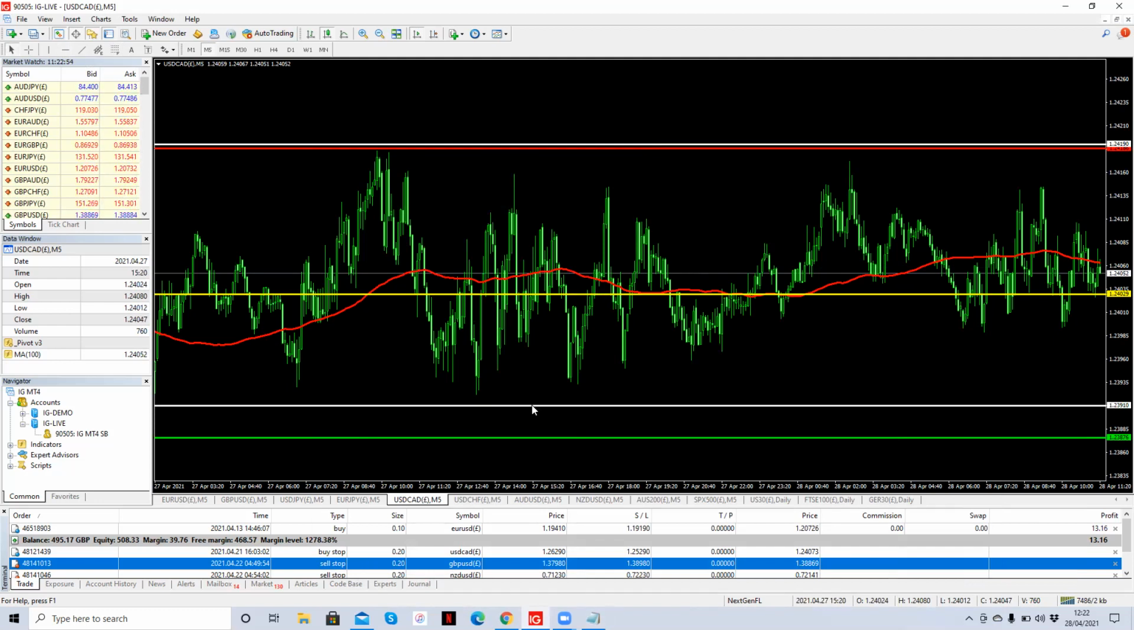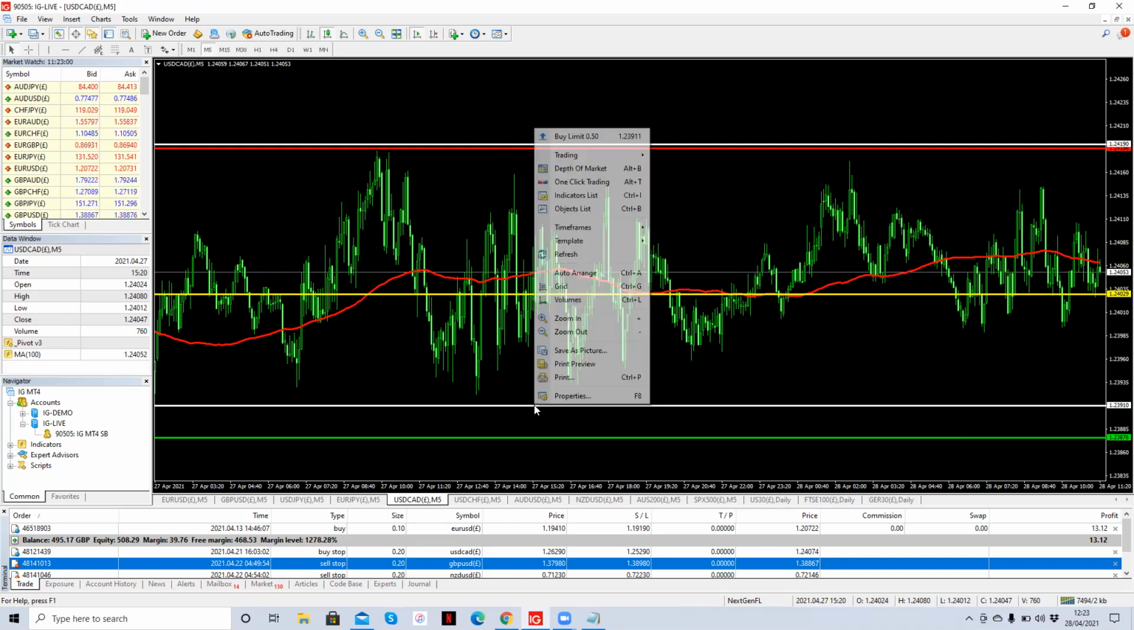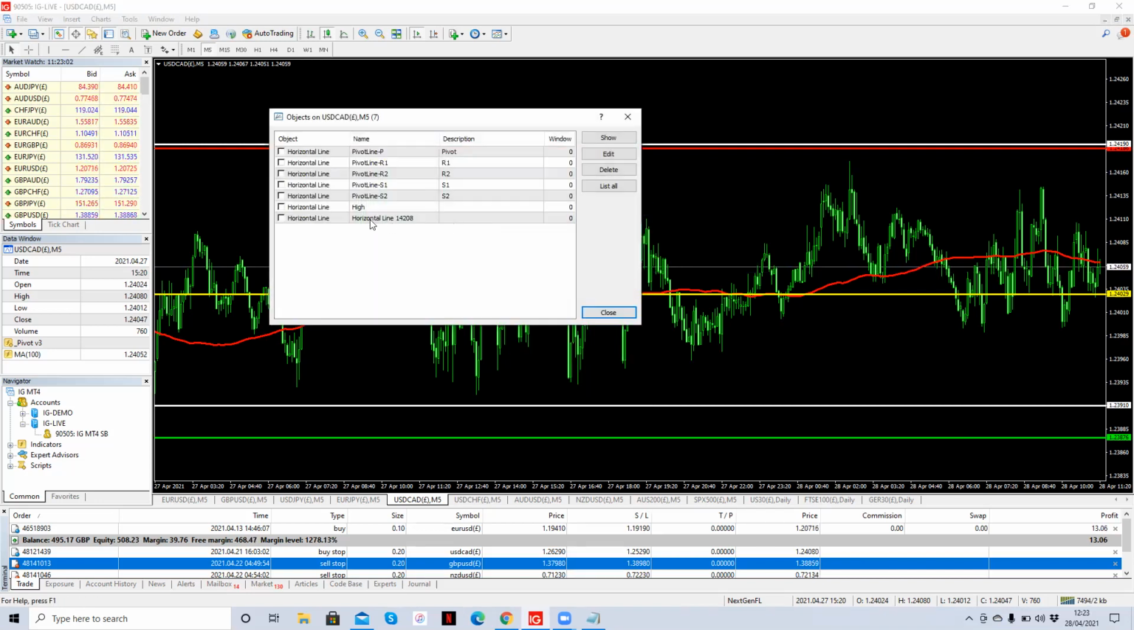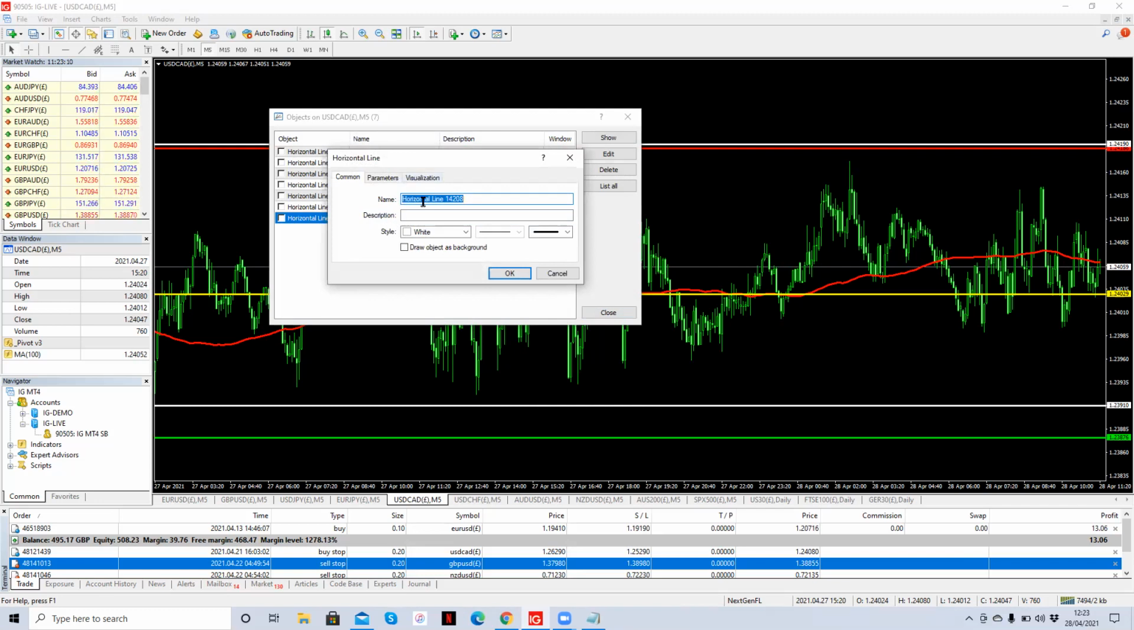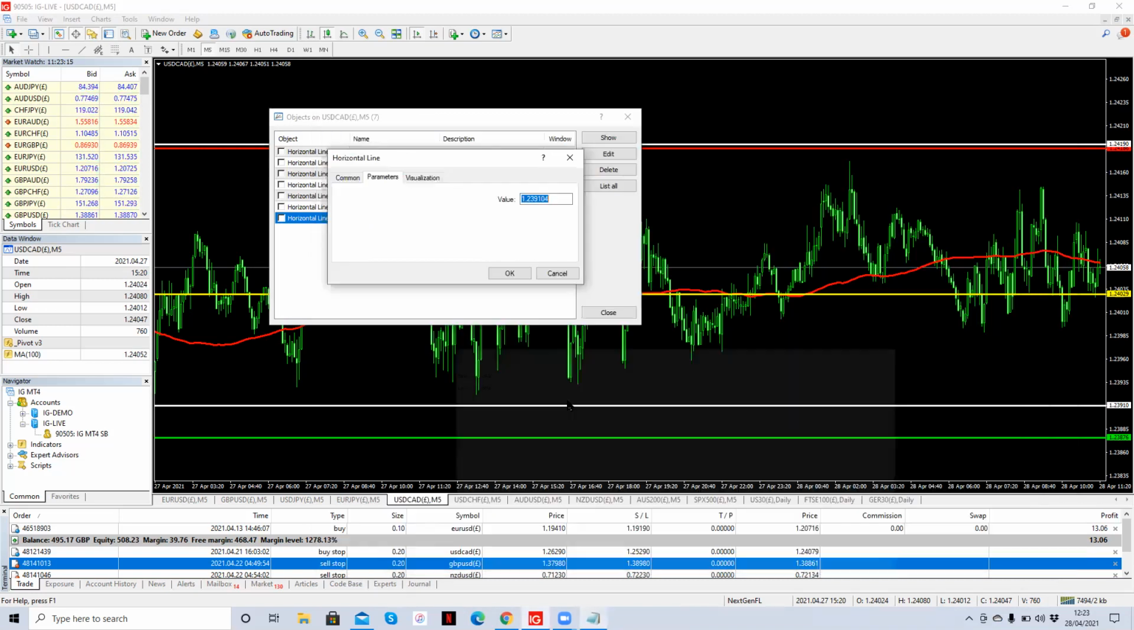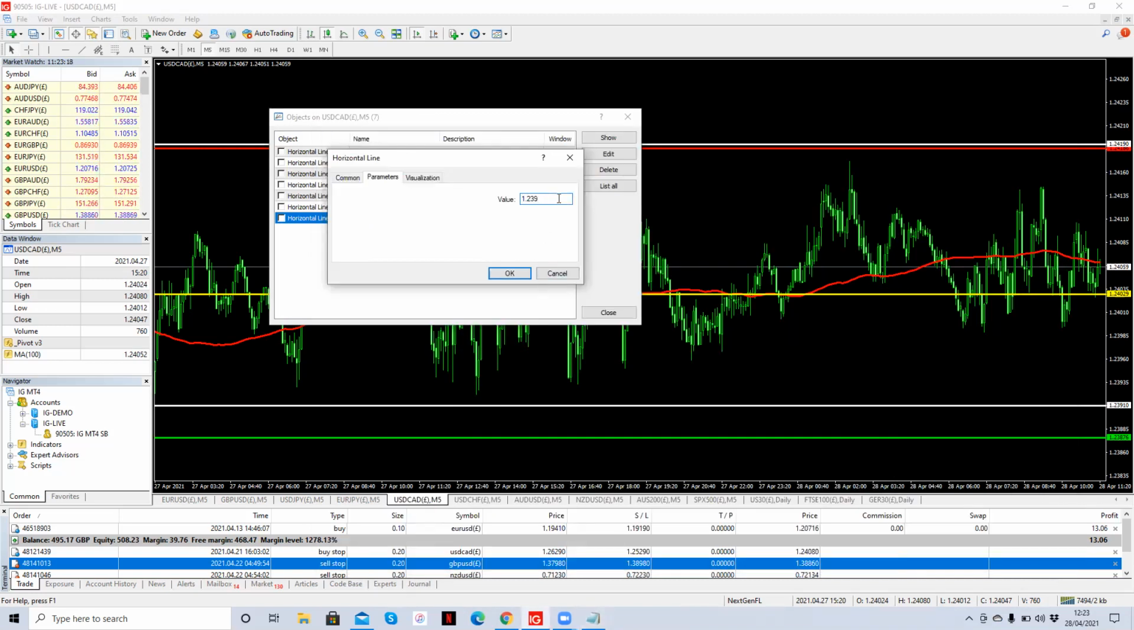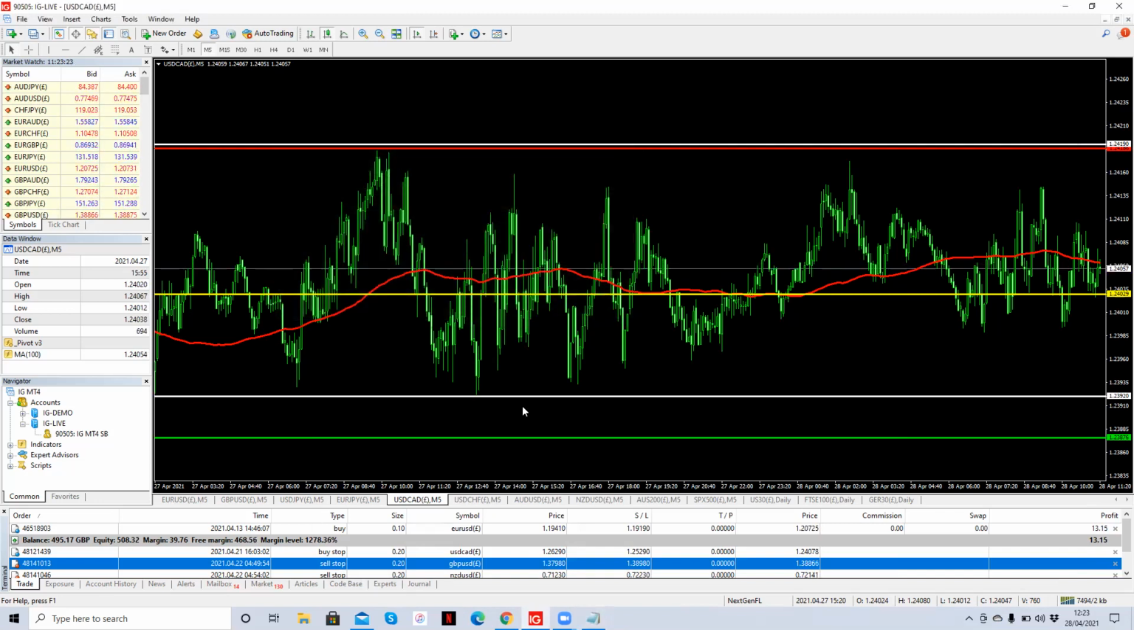Draw the line again, right click, object list. You can see, because I've labeled this high, I now know this is the new one that I've just drawn. So I can just double click on that and label it low. And then the low there is 1.2392. I want to see it in the 5-minute time frame. So that's what I meant by being slow and deliberate and taking each step at a time. That way you don't get flustered.